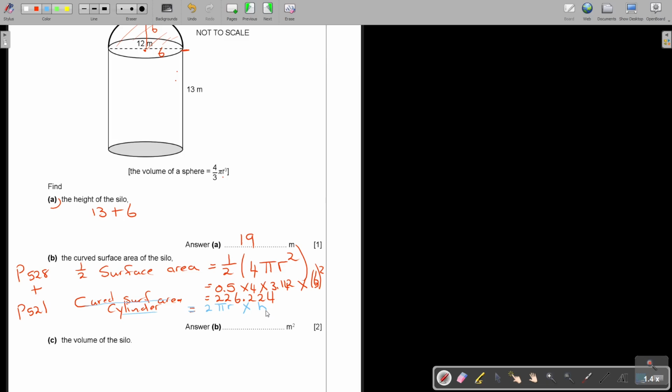And that is going to be 2 multiply 3,142 multiply 6 multiply the height. Remember this is also 6, and that is going to be 13. And if I press that on my calculator, I'm just going to press it quickly. Now I'm going a bit over the space. Now I'm going to work here. I'll show you in another question.